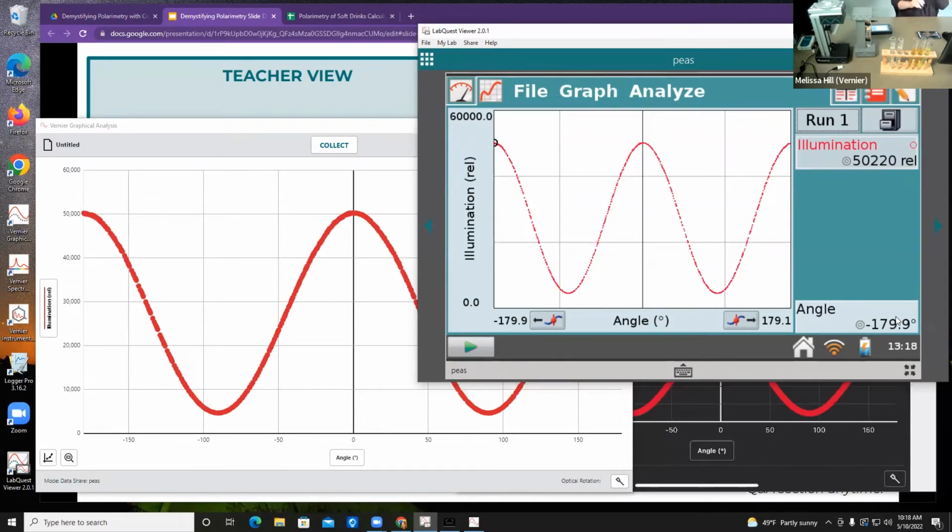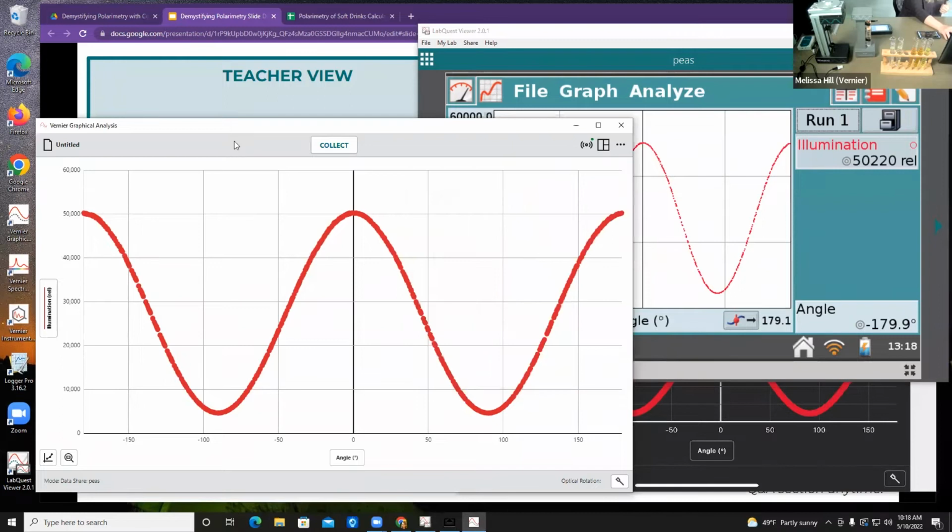So now I've done polarimeter data, and I want to make sure that my peak is at 0 because that's water. It should not be optically active. It should be giving me a 0 value. So this is the cosine squared waveform that we talked about earlier for water after calibration. I want to make sure the angle at maximum illumination is at 0.